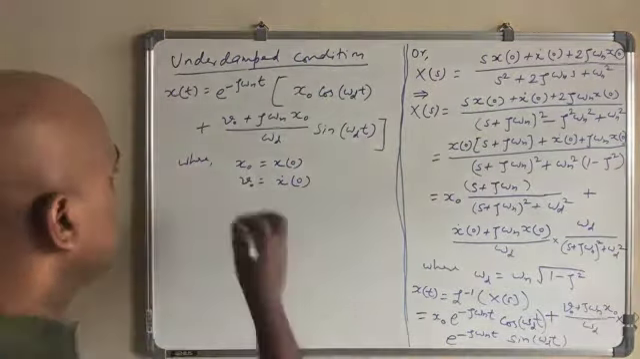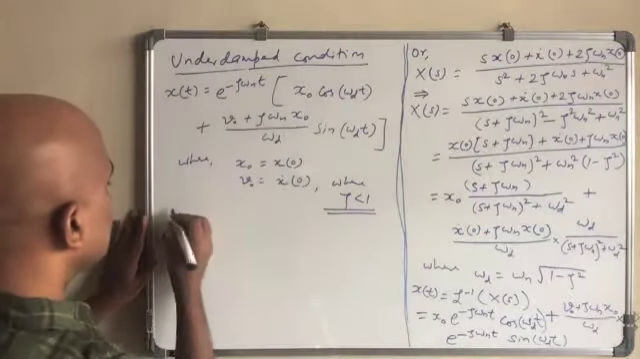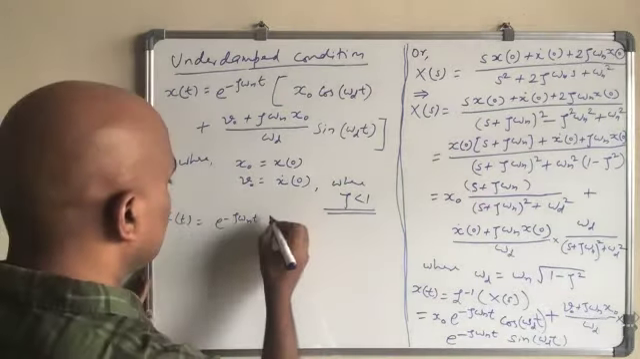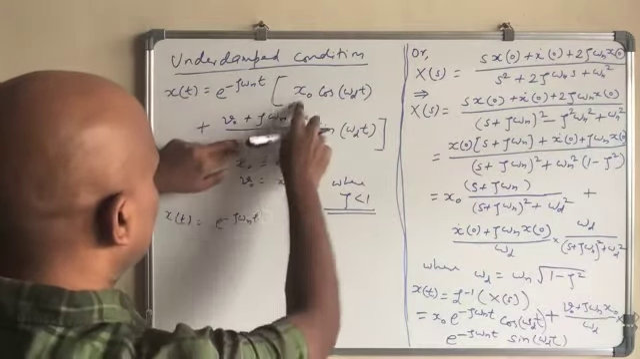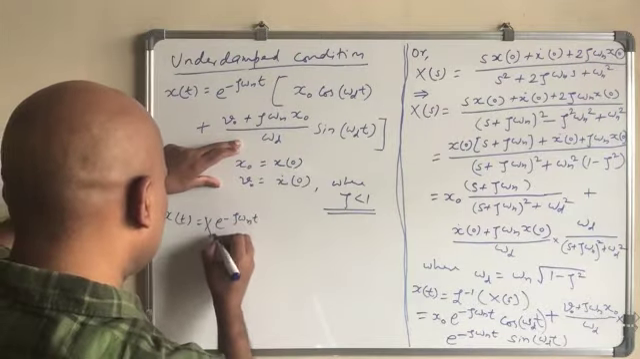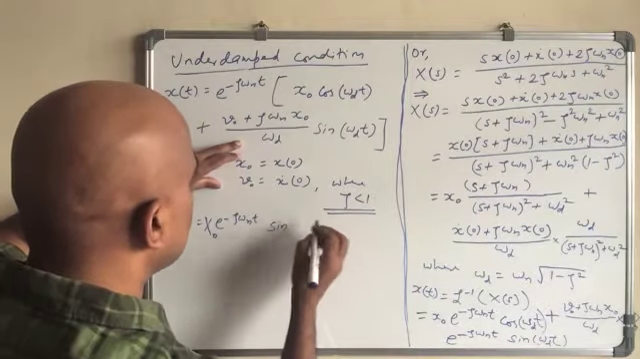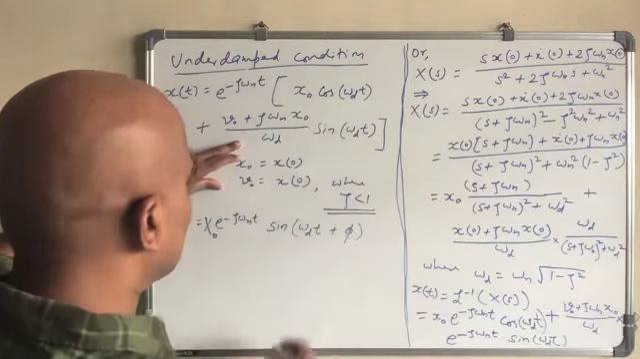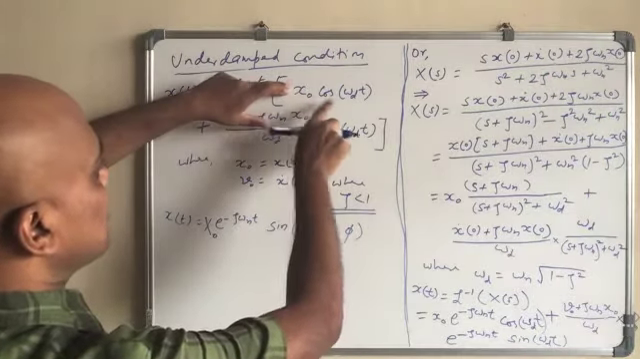Okay. So once we have the expression for the displacement for the underdamped condition, we can simplify it further. When we say simplify it further, it means that we can rewrite this as x(t) equal to e to the minus zeta omega n t multiplied by sine. So we can write it as x naught e to the power minus zeta omega n t multiplied by sine of (omega d t plus phi).